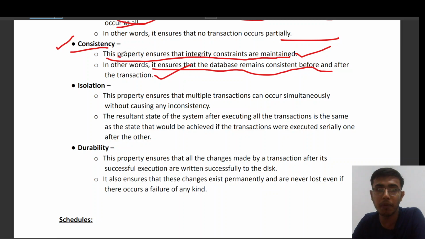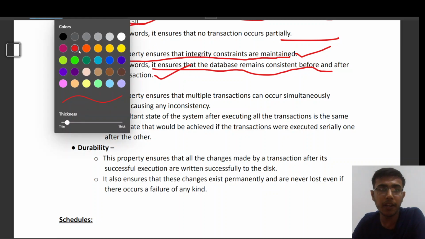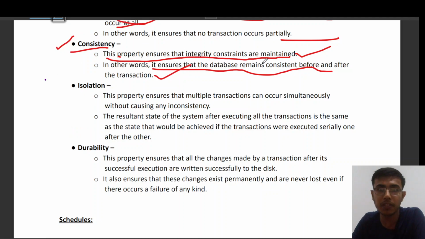Number second is consistency. The property ensures that integrity constraints should be maintained. In other words, it ensures that the database remains consistent before and after a transaction.